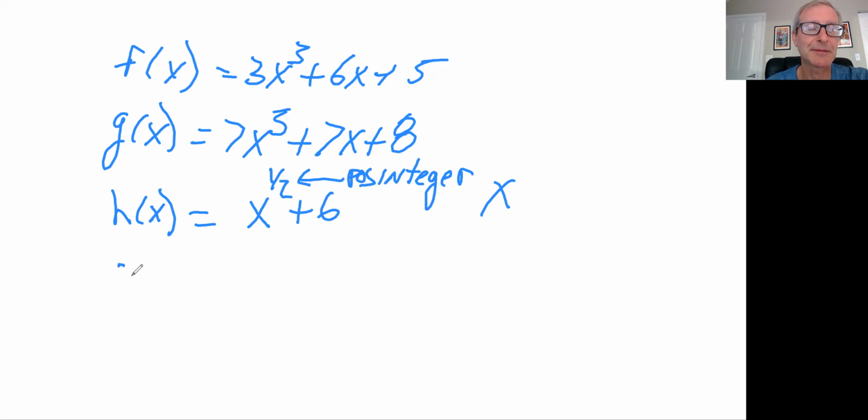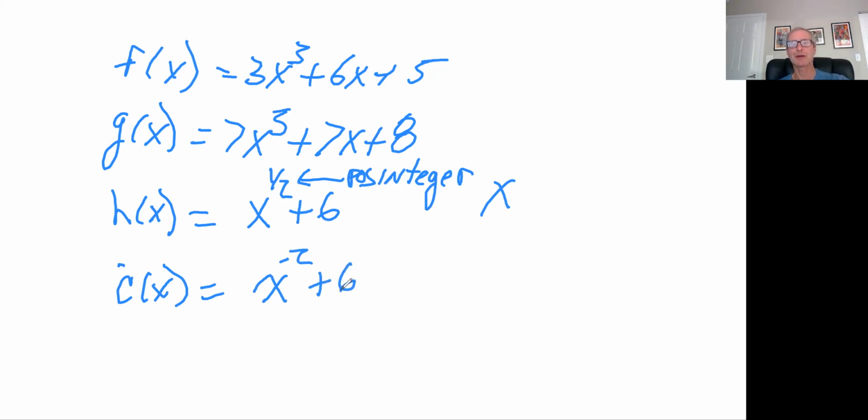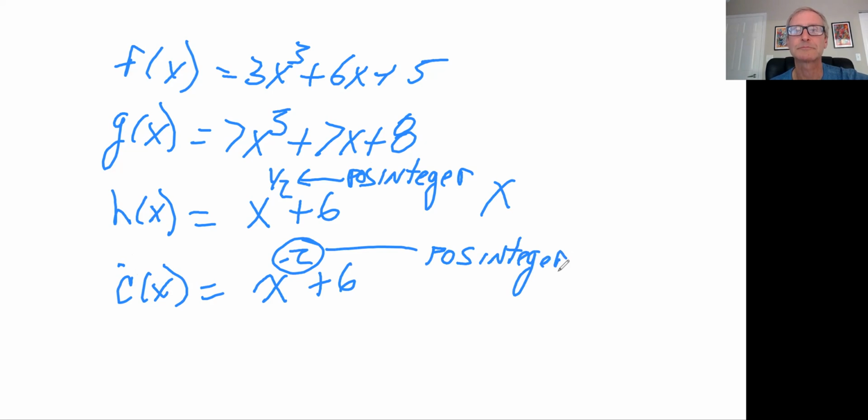Also, let's just call it c of x, a cost function. We won't see an equation that looks like this, x to the -2 power plus 6. Because again, this is a negative integer, right? Not a positive integer. And this has to be a positive integer.